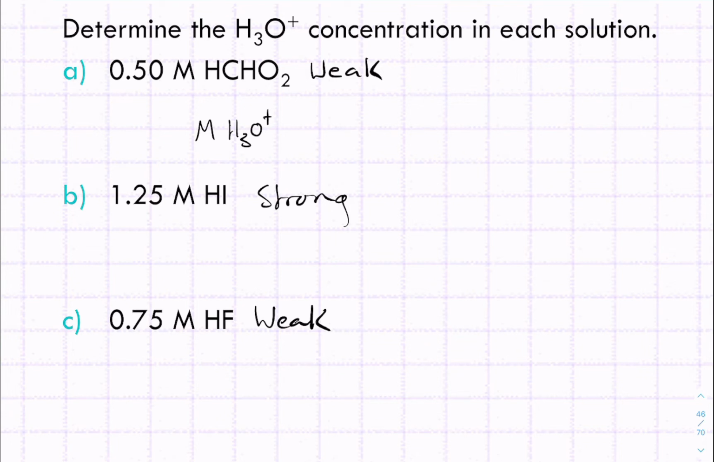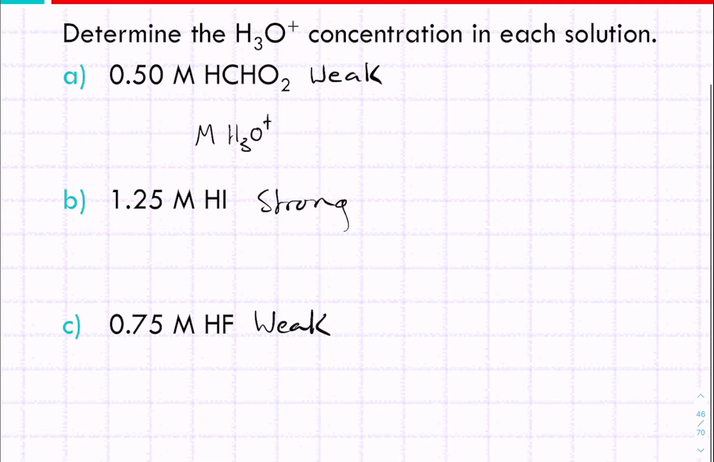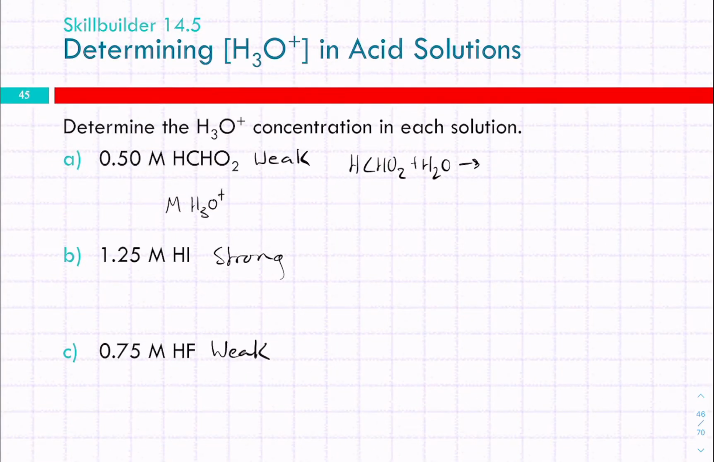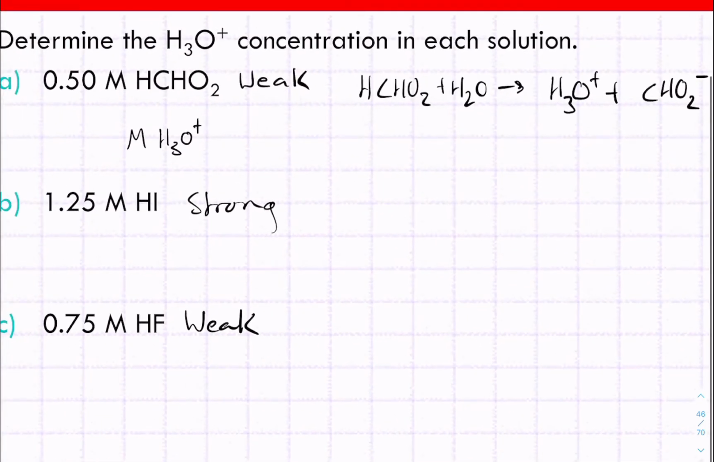So, sorry. Here it's a weak acid, so it only partially ionizes. So maybe this will help. If we have HCHO2 in water, then we're going to get H3O plus and CHO2 minus. These are the ions that we would create if we add this weak acid to water.